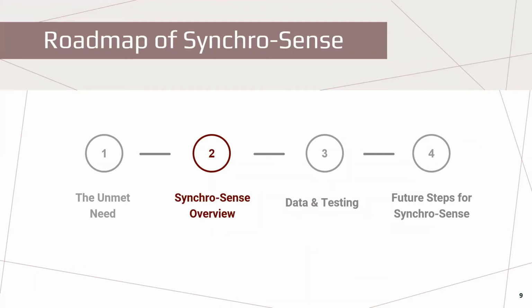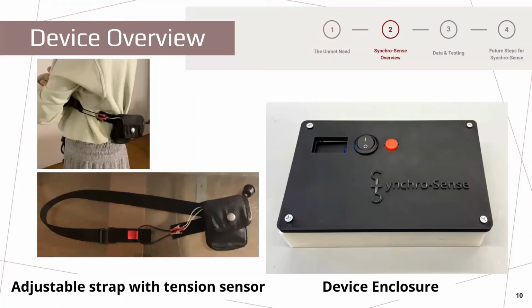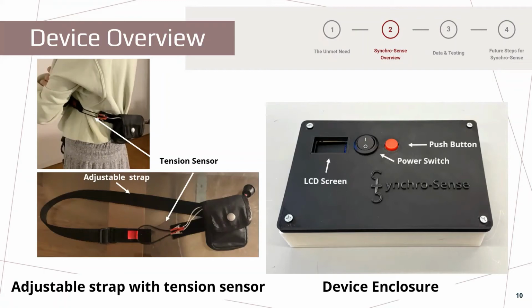Now we will talk more about the details of the Synchro-Sense device. The two main components of Synchro-Sense are the adjustable strap with the tension sensor and the device enclosure. The strap consists of a nylon band with a flexible tension sensor attached by Velcro strips. The central device consists of an LCD screen to alert the X-ray technician, a power switch, and a red push button to initiate the training period. Now I will hand it off to Justin to talk more about the design process.